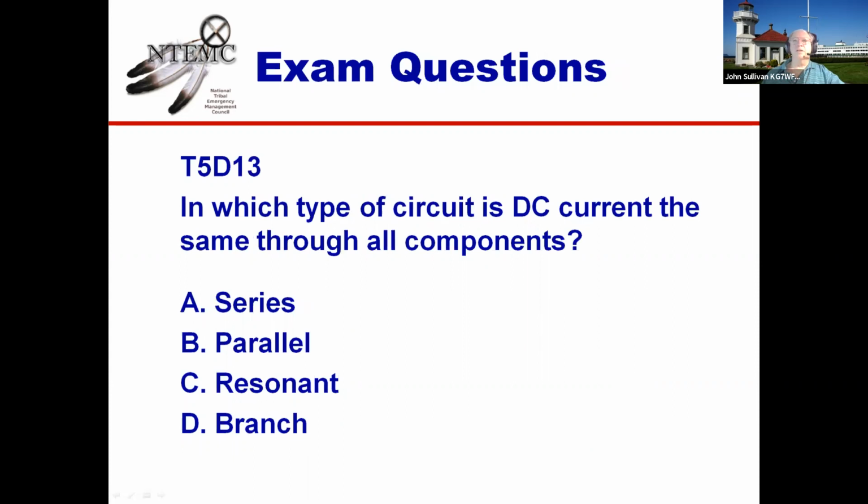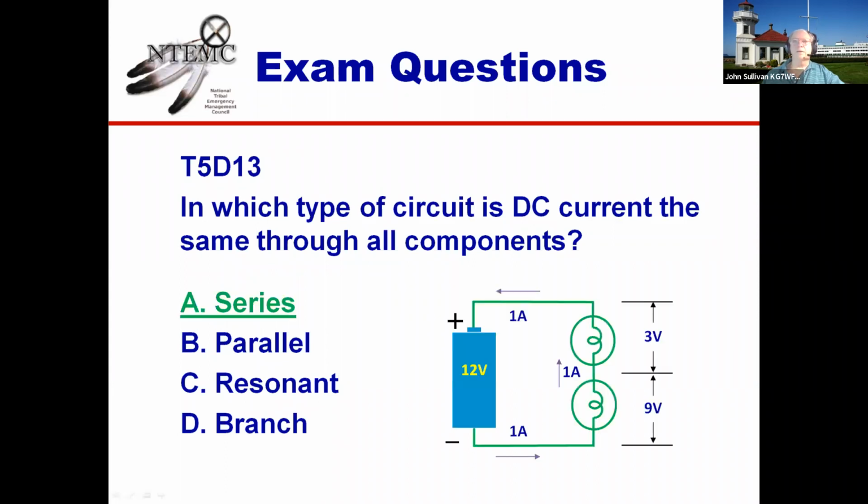Which type of circuit is DC current the same throughout all components? Okay, is the current the same throughout all the components? Okay, well, that's going to be your series circuit because the current flows through all of them, one after the other. It's the same. The current doesn't split up into multiple paths. It's the same through all of them.